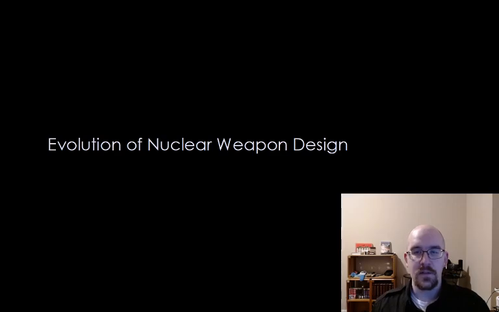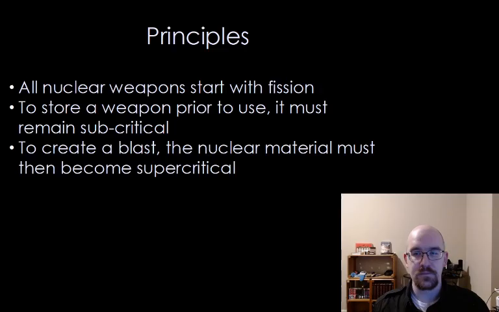Hello, hello. Today we'll be looking at the evolution of nuclear weapons over time. First couple of principles. All nuclear weapons are fission weapons. Even fusion bombs use fission as part of their design. This means that they all use a supercritical mass of uranium or other transuranic elements.